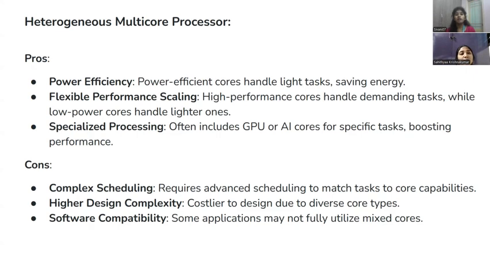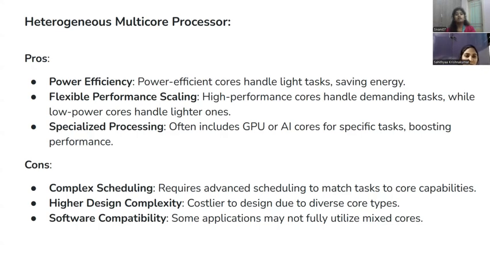And the cons: complex scheduling. It requires advanced scheduling to match tasks to core capability. The complexity can lead to overhead where the operating system spends considerable time determining the most efficient allocation of tasks. And then higher design complexity, it is costlier to design due to diverse core types. And then we have software compatibility. Some applications may not fully utilize mixed cores.